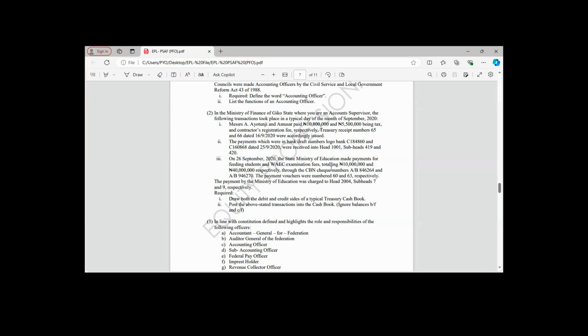Is the sub-accounting officer. The sub-account officer is in charge of managing the treasury cash book. That's the officer in charge. How does the book look like? Let's quickly look at the headings of the main treasury cash book.